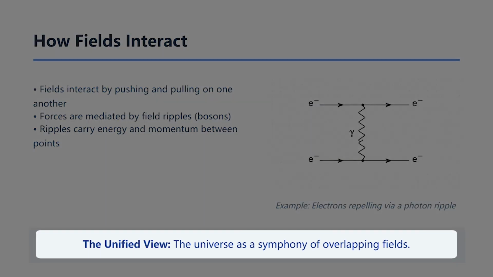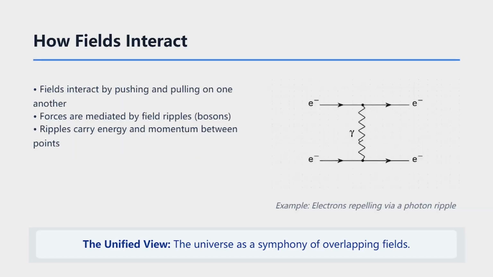This leads us to the most elegant conclusion in physics, the unified view. The universe isn't a void filled with separate things. It's a grand symphony of overlapping fields, all vibrating and interacting together in a complex, beautiful harmony.